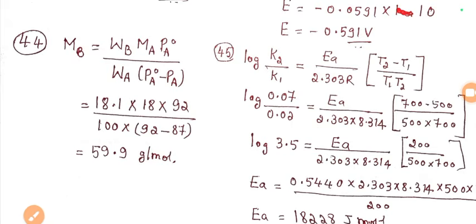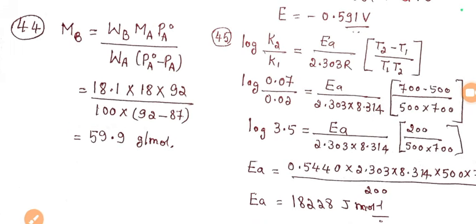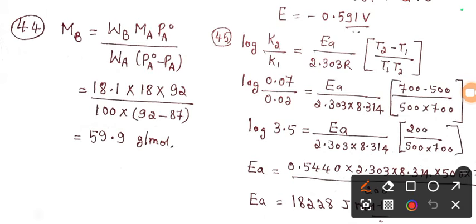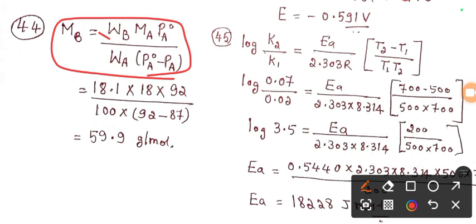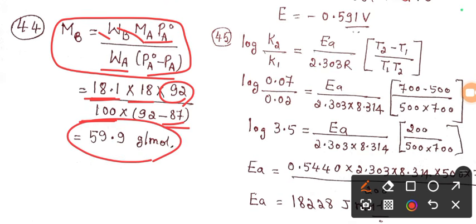44 question is relative lowering of vapor pressure. We need to calculate the molar mass of the solute. So the mass of the solute given in the question is 18.1 gram. Molar mass of the solvent is 18. Vapor pressure of pure water is 92. Mass of solvent given is 100 grams, and vapor pressure of solution is 87. You will get 59.9 grams per mole.